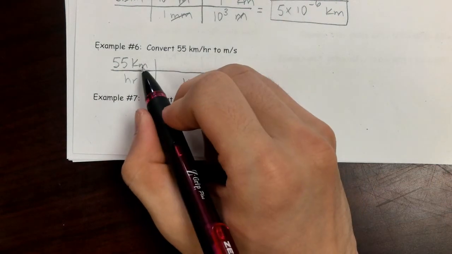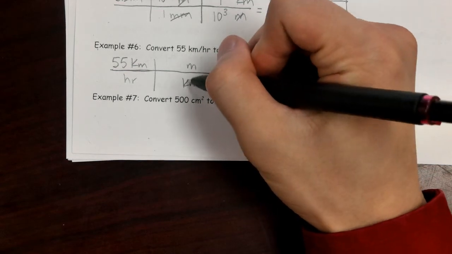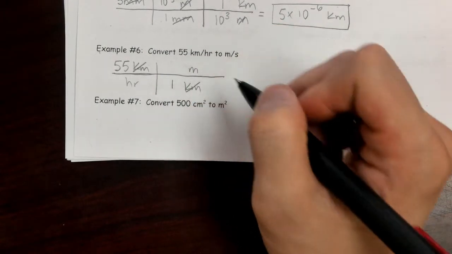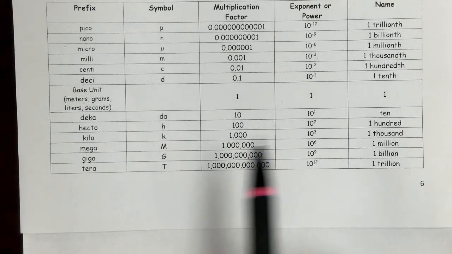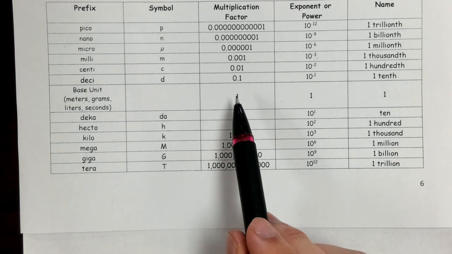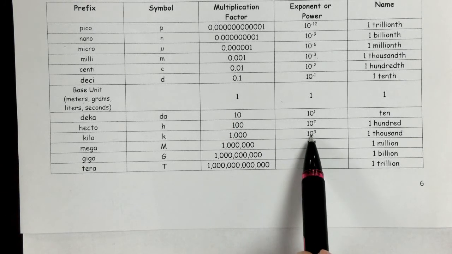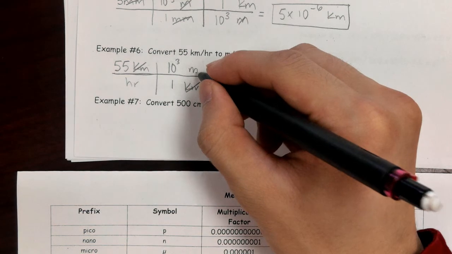And my base unit, right? If I get rid of the k, my base unit is m. So since this has the prefix, we're just going to write a 1 there. I can cross off km and km. Now we have to find out how many meters is equal to 1 kilometer. Let's look at our trusty little chart over here. We can see that if we go from meters to kilometers, there's 1,000 meters in a kilometer, or 10 to the third. Okay? So over here I'm going to write 10 to the third meters is equal to 1 kilometer.